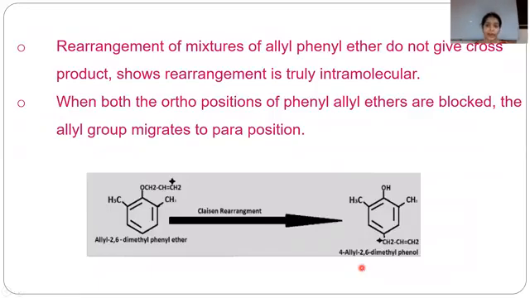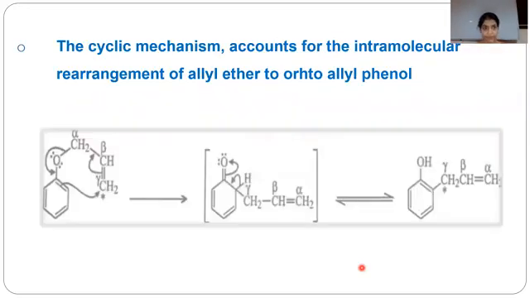Rearrangement of a mixture of allyl phenyl ethers does not give cross products, which shows the rearrangement is truly intramolecular. When both the ortho positions of phenyl ether are blocked, the allyl group migrates to the para position. Here you can see both the ortho positions are blocked by CH3 groups, then the Claisen product will be formed by the migration of the allyl group to the para position.